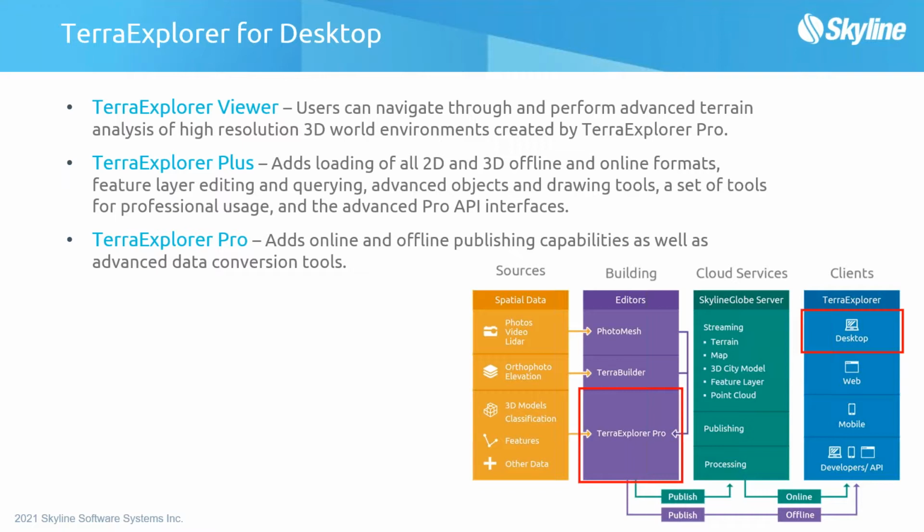The Terra Explorer Plus has all of the capabilities, all of the analytics, all of the layer properties and different symbologies. The only thing it doesn't have is the ability to publish online and offline kits, which is the Terra Explorer Pro capability.